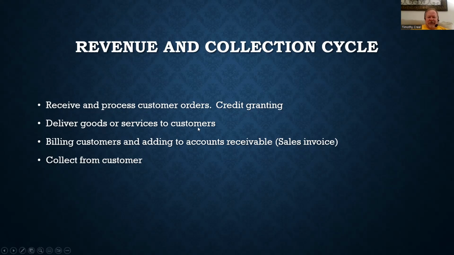Deliver the goods and services to customers. There's going to be typically a shipping area, and these products are going to be pulled, put together into a shipment, and they're going to be shipped out to the customers. Billing customers and adding to accounts receivable. So this is basically going to be a sales invoice, and then you're going to collect from the customer. And so this is kind of the summary of the process of the revenue and the collection cycle.